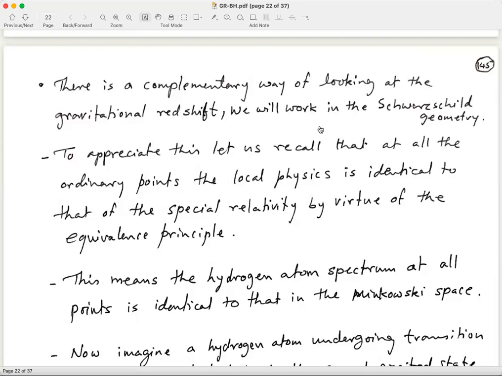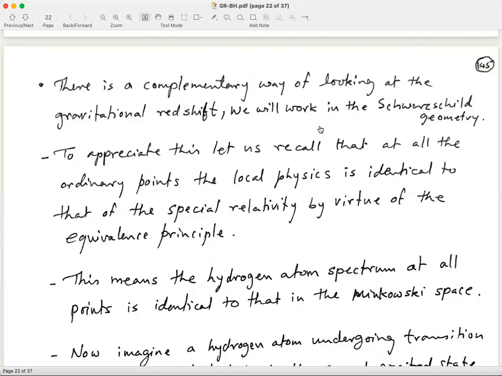Okay, so what is the meaning of gravitational redshift then? The meaning of gravitational redshift is that the hydrogen atom spectrum determined at one point in the Schwarzschild geometry, how is that spectrum perceived at some other point in the Schwarzschild geometry? And the question is, is the energy spectrum going to change? Is it going to be higher energy, lower energy? And if it is going to be of higher or lower energy, then how do we actually determine this?